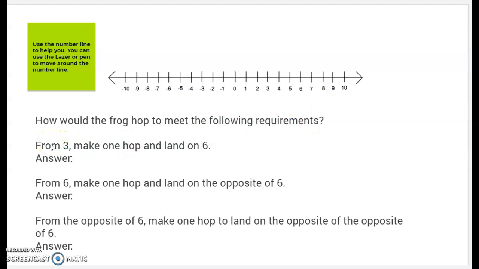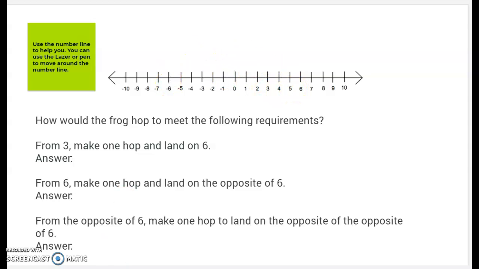So from 3, you have to start at 3, make one hop, and land on 6. So I noticed to go from 3 to 6, it has to go to the right 3 times. So you would write 3. From 6, make one hop and land on the opposite of 6. The opposite of 6 would be negative 6. So how many to the left did it have to go?